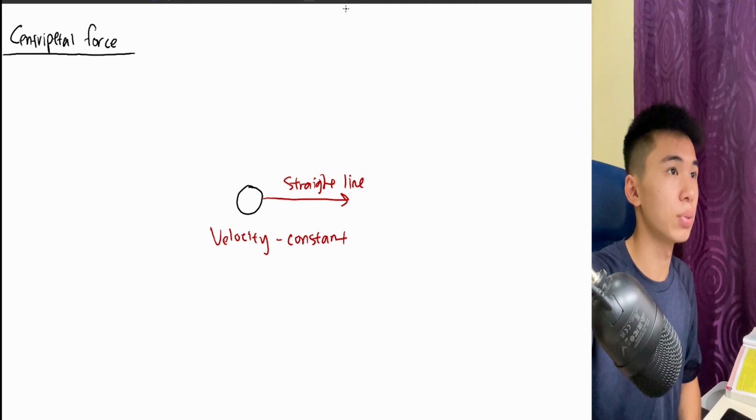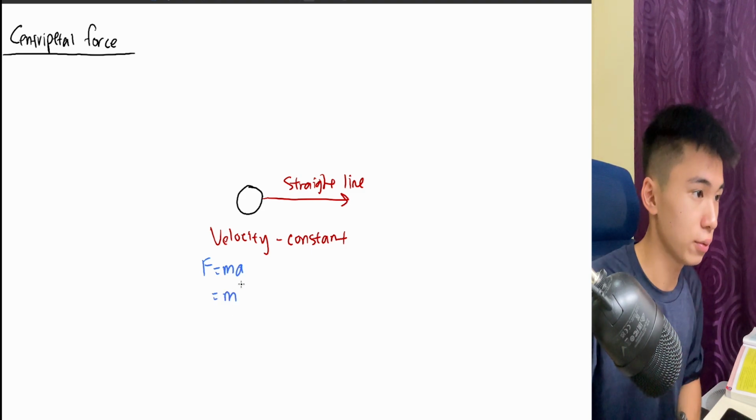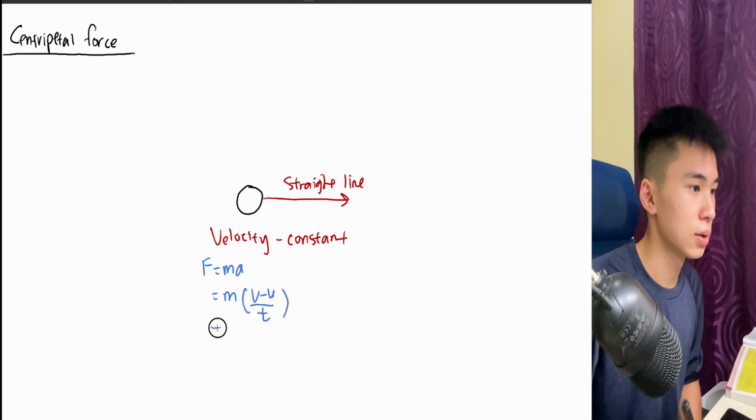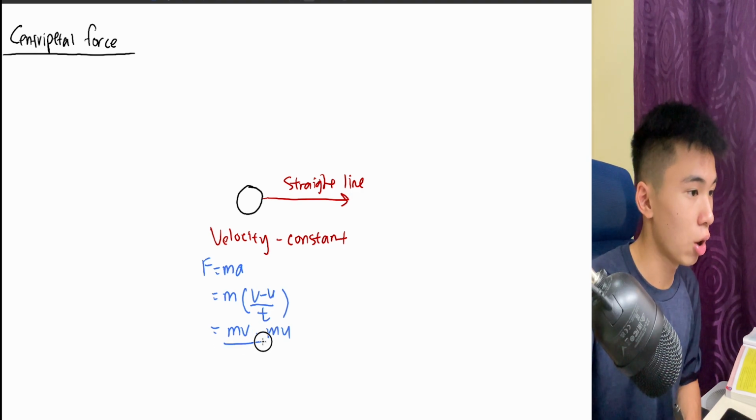The reason is simple, because F equals ma, and the a, the acceleration, is going to be m times (v minus u) over t. So if we multiply inside, it is going to be mv minus mu, which is the change in momentum over t.